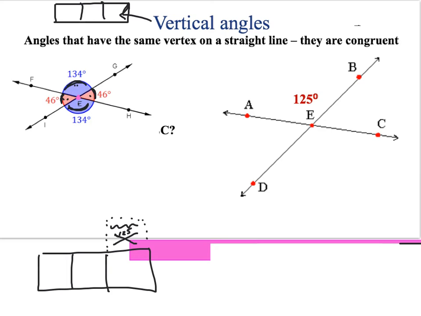Alright, so if we were looking for the angle DEC, there's no math involved. The angle measurement of DEC is 125. It is the same as AEB. They share that vertex, and they're opposite of each other.